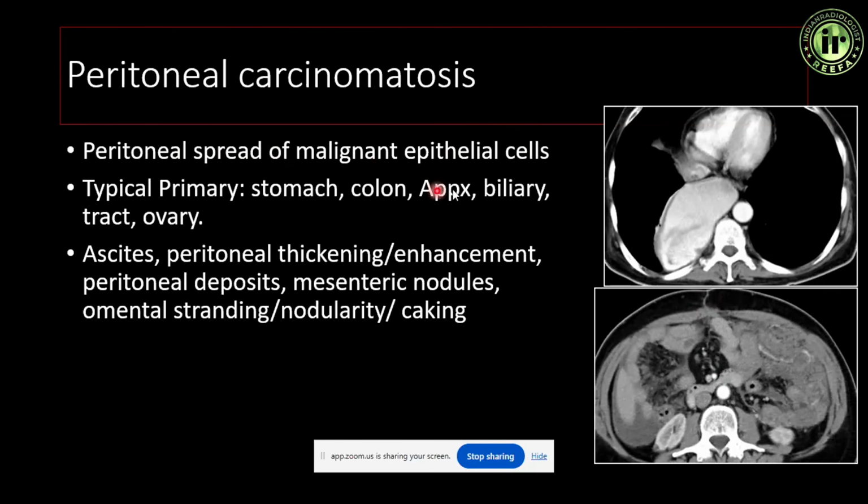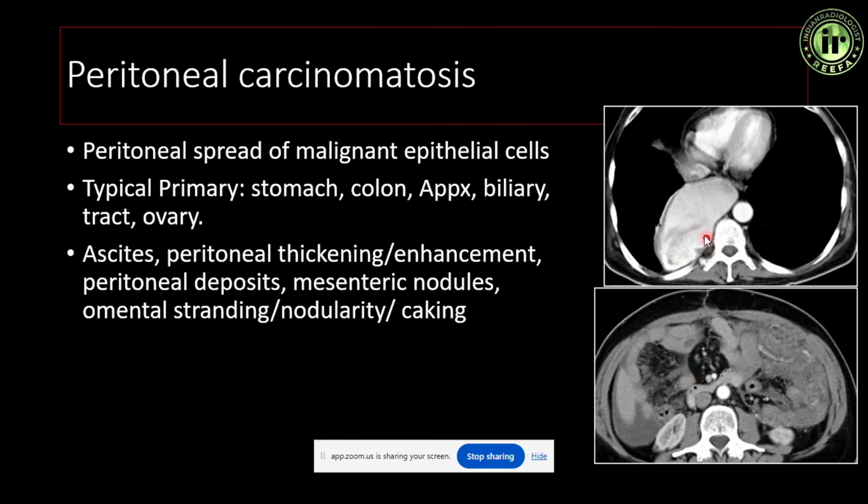Typically, the primary is stomach, colon, appendix, pancreaticobiliary structures, or the ovary. Here you would see a lot of ascites. You will see peritoneal thickening, omental thickening. You can see mesenteric or peritoneal nodules, and you can see peritoneal caking. But the predominant feature is the wet type. So there's a lot of ascites.